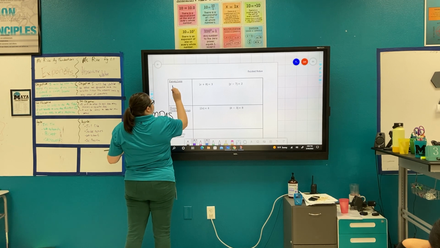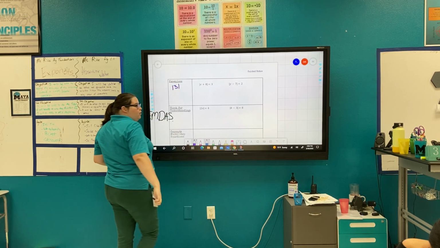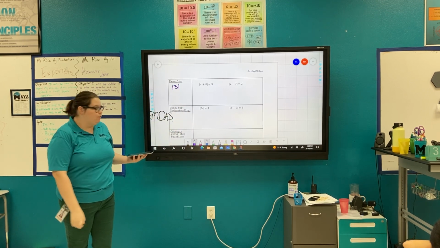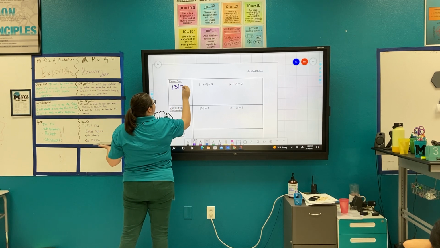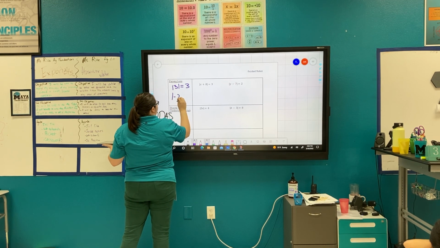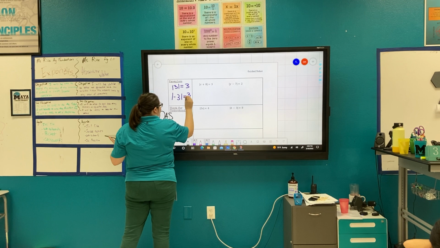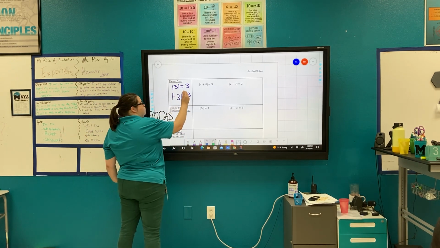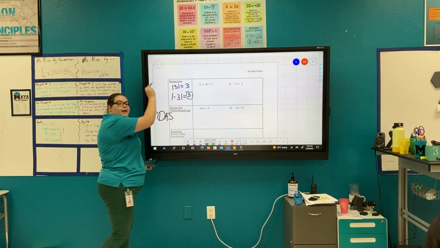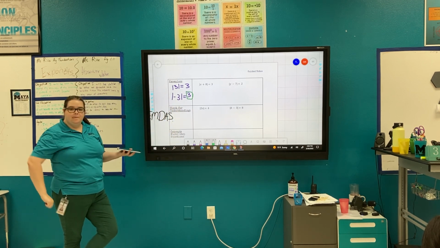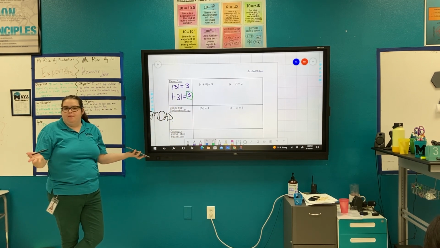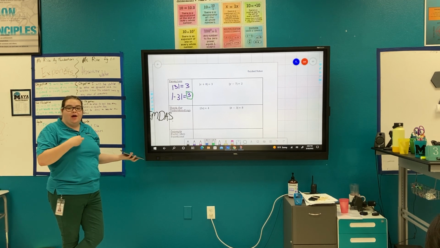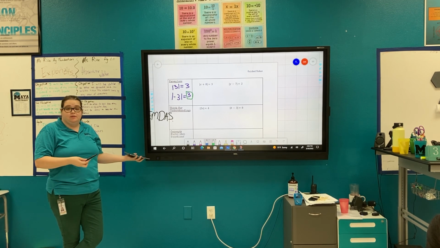So, another question. What is the absolute value of 3? 3. What is the absolute value of negative 3? 3. Now, what if I only said the answer was 3? Do you know which one it came from? No, you don't have enough information. I don't know if that 3 was originally negative or positive, right?